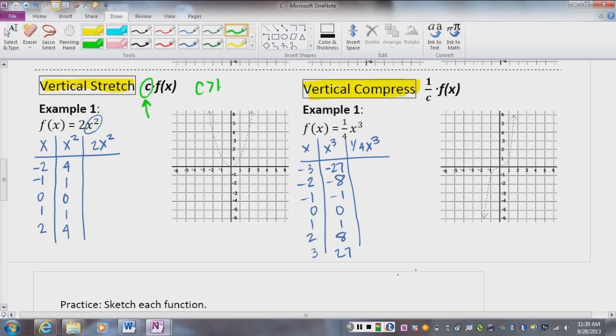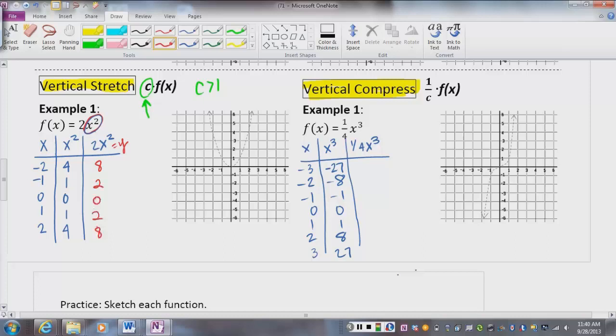To illustrate this, I've created this table. We have our x values. Order of operations says I need to square them, so here's what we get when we square them. And then when I double them, this is going to give me the y values. I double the 4, I get 8. I double the 1, I get 2, 0, 2, and 8.